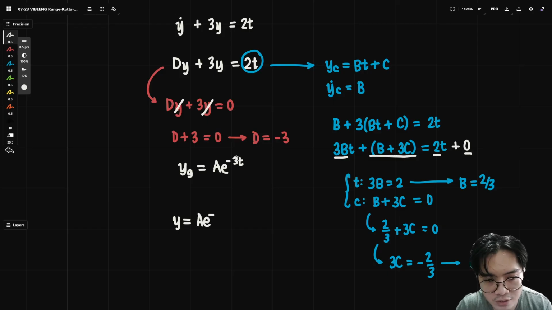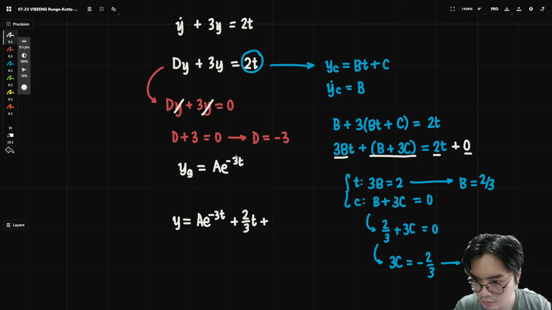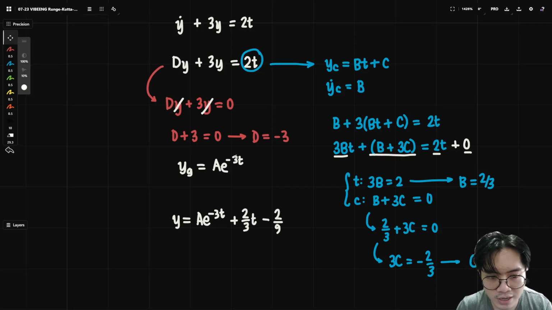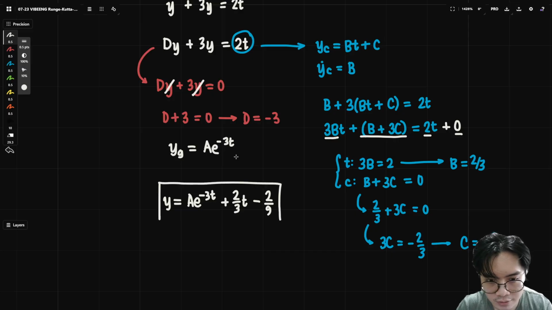So, finally, our final mega final answer, which is analytical, mind you, is confirmed by y is equal to ae raised to negative 3t plus bt plus c, diba? So, plus 2/3 t, right? Plus c, or ito pala minus 2/9. So, currently, this is our answer, right?